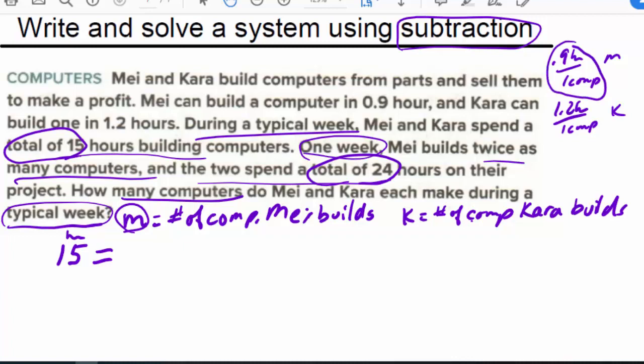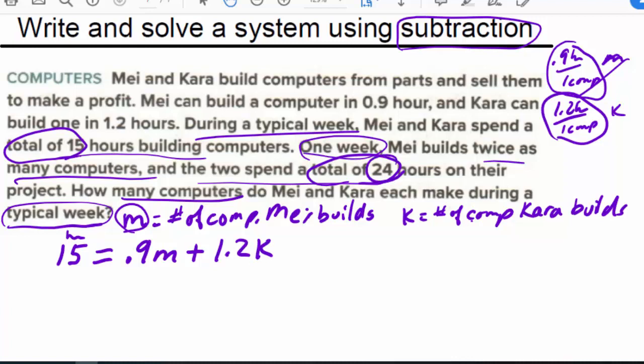So remember up here when I wrote the rate at which May is building, she's building 0.9 hours per one computer. So if M is a computer, these computers will cancel out when I multiply, leaving hours left over. So the number of hours she spends during that 15 hours a week is 0.9 times M. Plus I have to add in Kara's, and hers was 1.2 times K. So that's the first equation there.